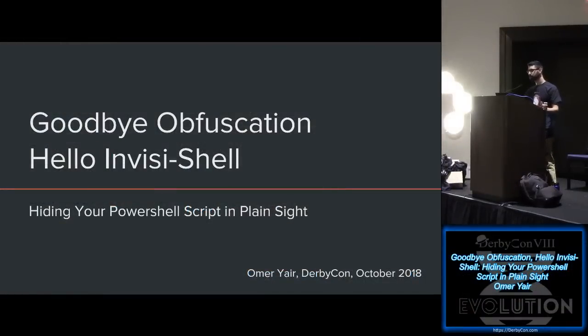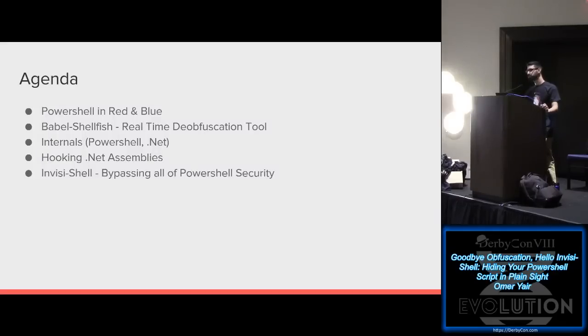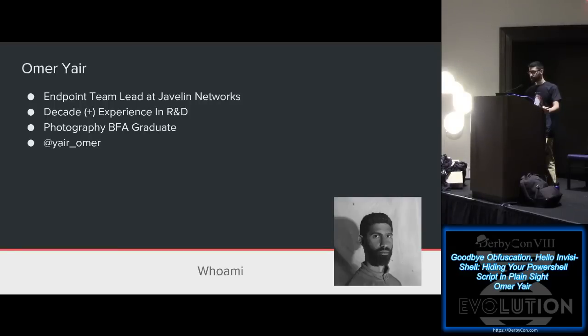So today we're going to talk about two new tools that we developed at Javelin Networks, and we will make them available for you. We will talk how we got to them, so we will need to start by talking about PowerShell in red and blue. How many people have been to the training for PowerShell? Yeah, amazing. And we'll have to go into a little bit into the internals of .NET and PowerShell to understand what happens behind the scenes. And lastly, we'll need to understand how you hook .NET assemblies. But let's start with the beginning.